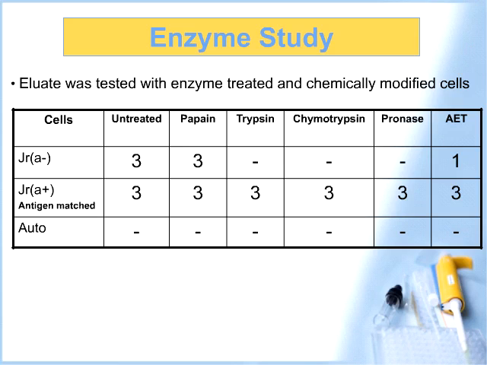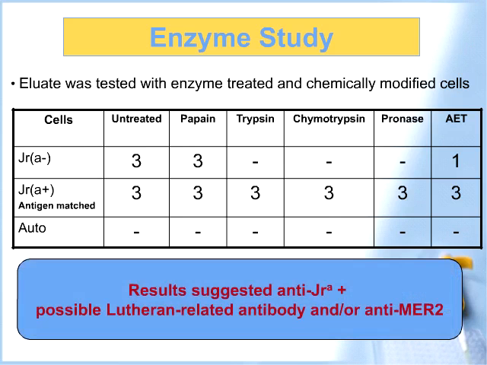So what we decided to do was our enzyme study using JRA negative cells and antigen-matched JRA positive cells. And you can see quite clearly from this pattern that there are 2 antibodies present. The JRA positive cell is giving the pattern that we would expect for anti-JRA. The JRA negative cell is showing a much different pattern of reactivity. There's trypsin and chymotrypsin and pronase sensitivity here. And this was instantly able to tell us that we were probably dealing with a Lutheran-related antibody and/or anti-MER2.